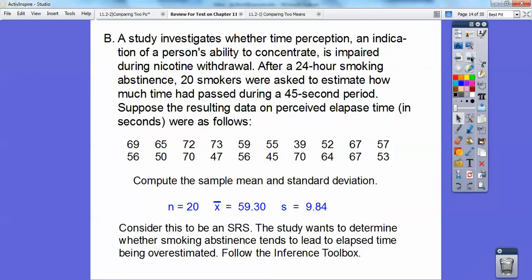All right, so now consider this to be an SRS, a simple random sample of our population. So the study wants to determine whether smoking abstinence tends to lead to elapsed time being overestimated. So follow the inference toolbox, okay? The key thing up here says we're asked to estimate how much time had passed during a 45-second period. So my null hypothesis is going to be equal to 45 seconds, and my alternative is going to be greater than. It's supposed to be impaired, so the impaired part is going to make it greater than, okay?